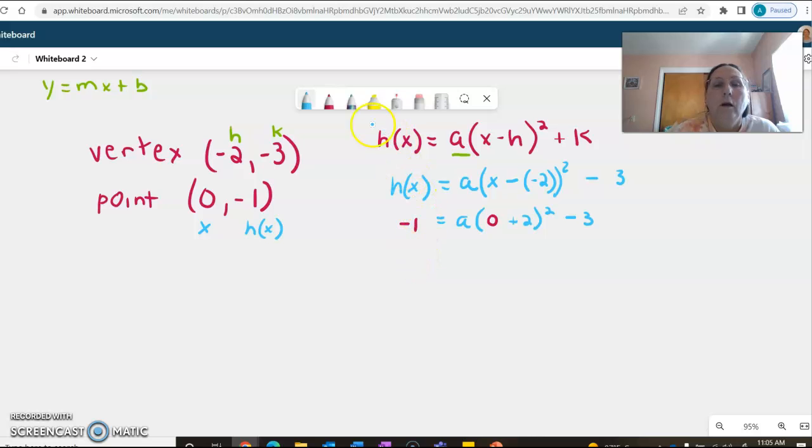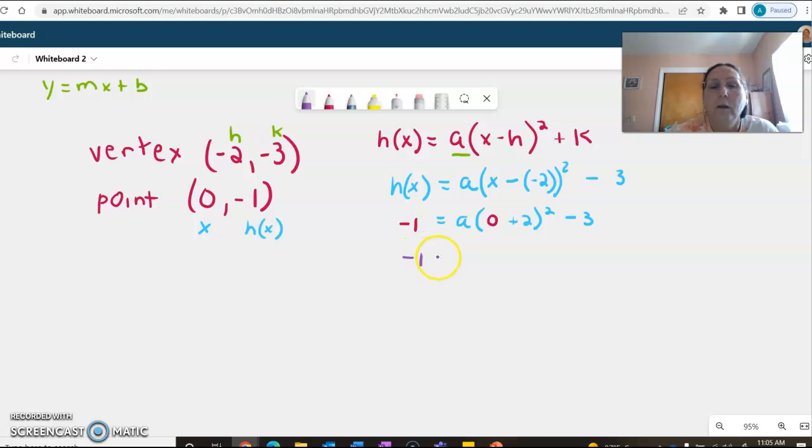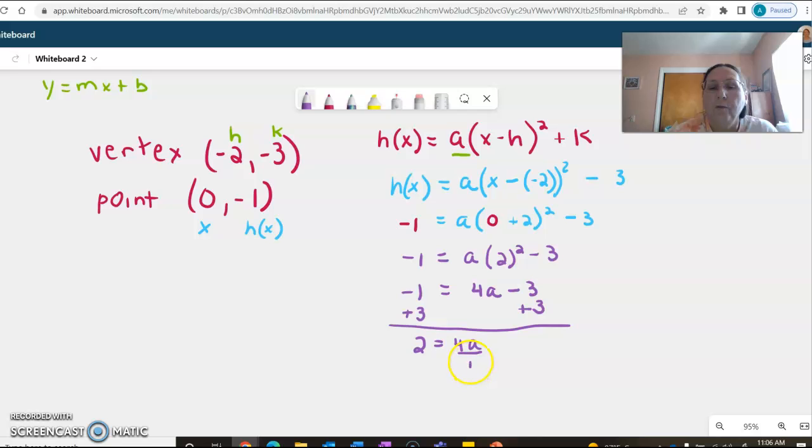Okay, so I'm going to use a different color. We have -1 equals A times 0 plus 2, which is 2 squared, minus 3. Then -1 equals 4A minus 3. Now what I'm going to do is add that 3 to both sides. So this is going to become 2 equals 4A. Now I'm going to divide by 4. So it's going to give me 1/2 equals A.